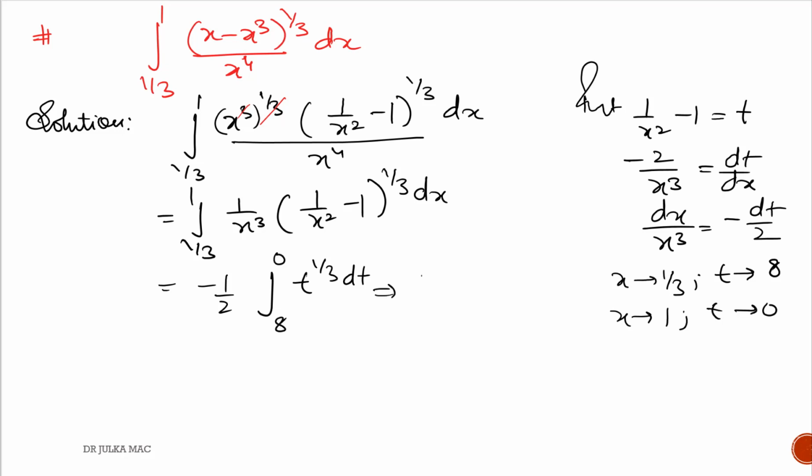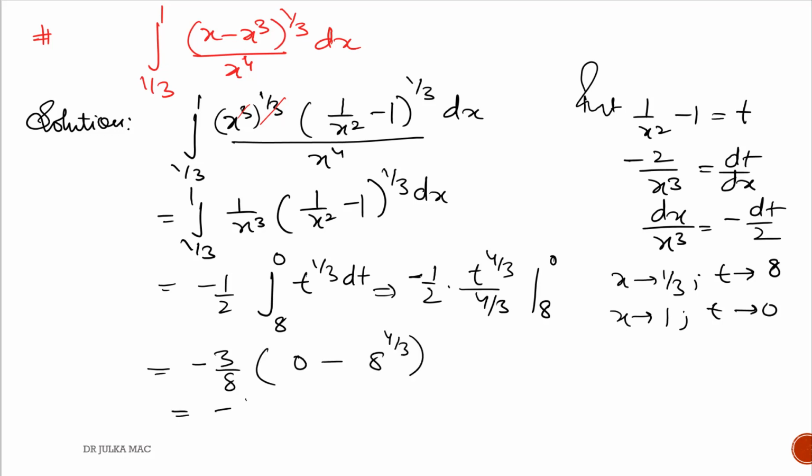So now in place of 1 by 3, we'll write 8, and in place of 1, we'll write 0. After integration and substituting the upper and lower limits, we will get minus 3 by 8 in brackets 0 minus 8 raised to the power 4 by 3. And after simplification, the answer is 6.